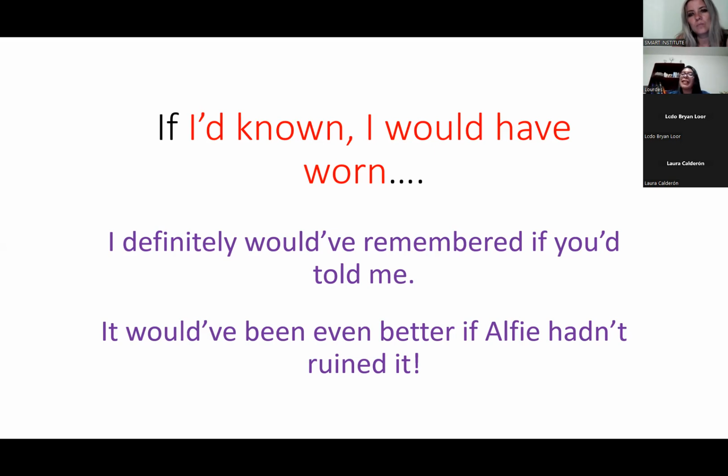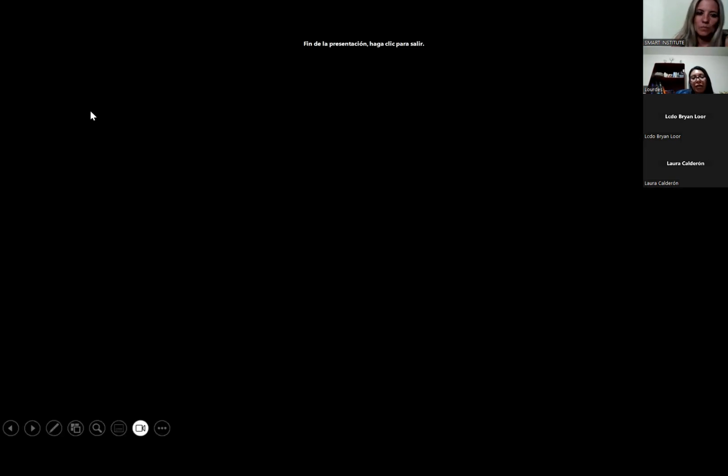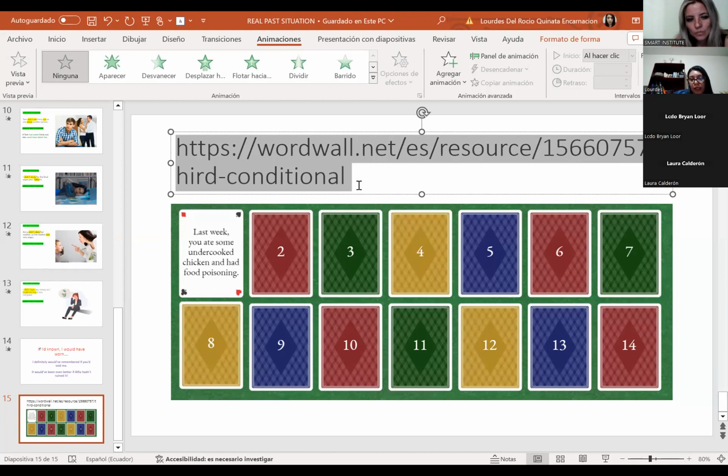So when they speak, the sentence is really fast, so it's very complicated to understand them. But in this conversation of 2 minutes, you have these 3 sentences about the third conditional. Okay, this is for homework. So I am going to share with you this link. You are going to open the link and try to practice the third conditional.